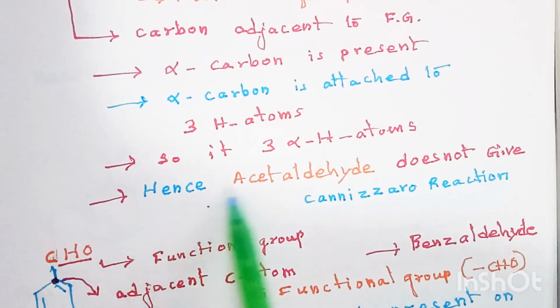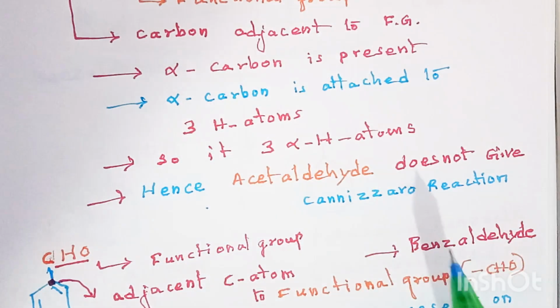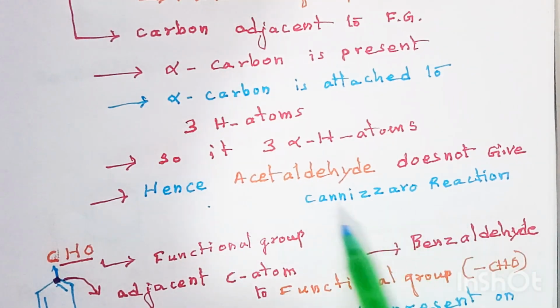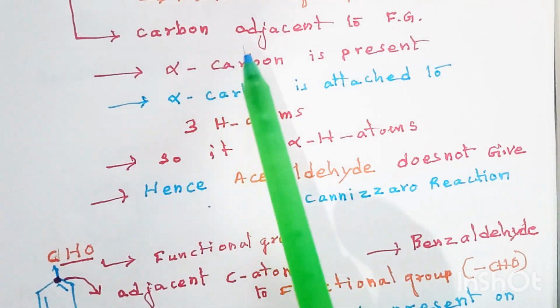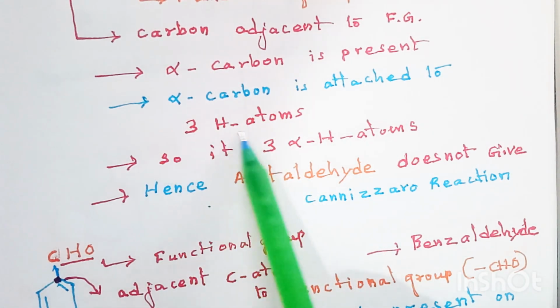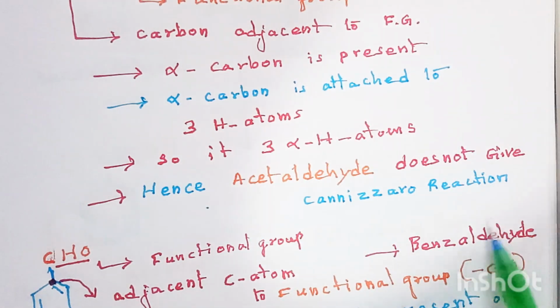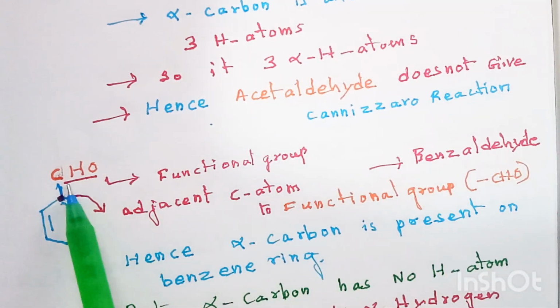Hence, acetaldehyde does not give Cannizzaro reaction because Cannizzaro reaction is given by aldehydes which do not have alpha hydrogen. Acetaldehyde is having 3 alpha hydrogen atoms, so it does not give Cannizzaro reaction. Let us see the example of benzaldehyde.